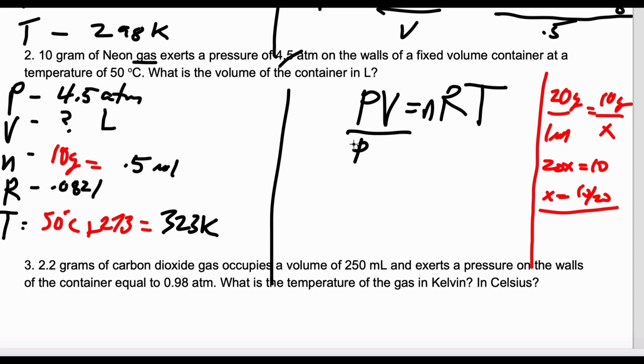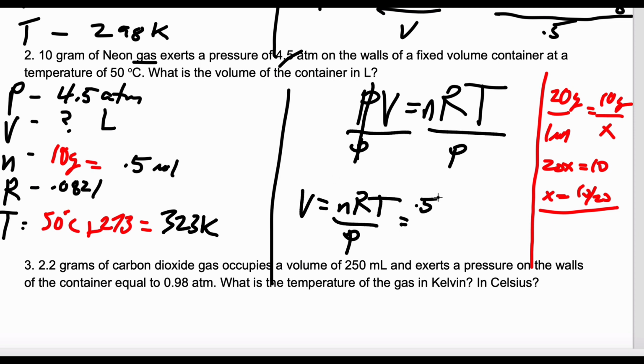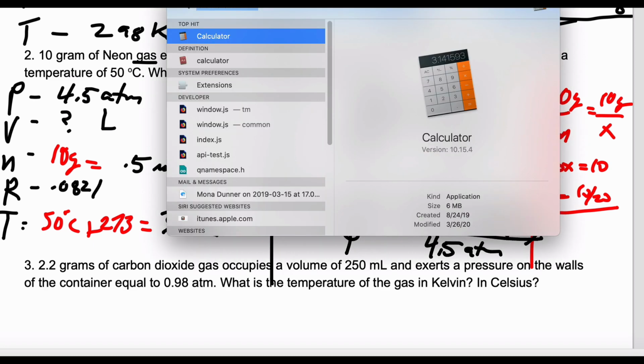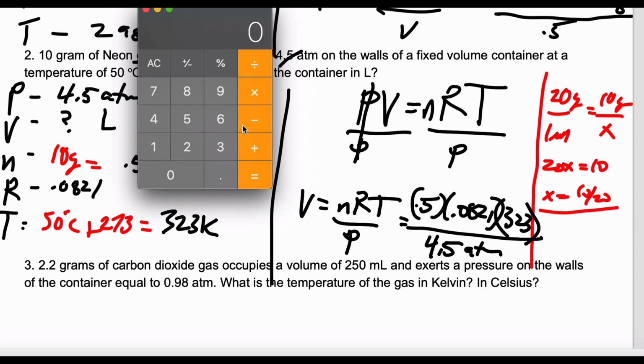So we've got to get volume by itself. So V equals nRT over P. n is 0.5. R is 0.0821. T is 323. And P, in this case, is 4.5 atmospheres. Okay, so then I'm going to bring over my legit ghetto superstar calculator. 0.5 times 0.0821 times 323 equals, divided by 4.5 equals 2.9464. So for you, just round so the number looks okay.